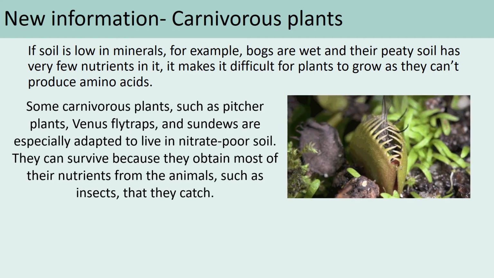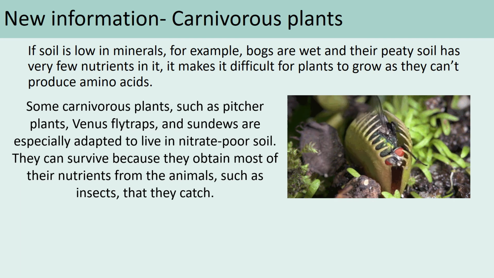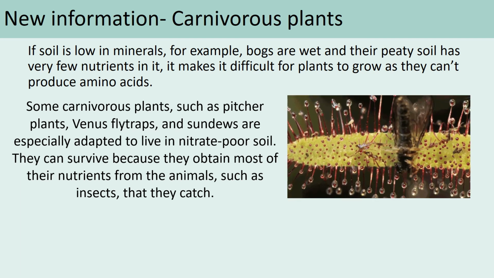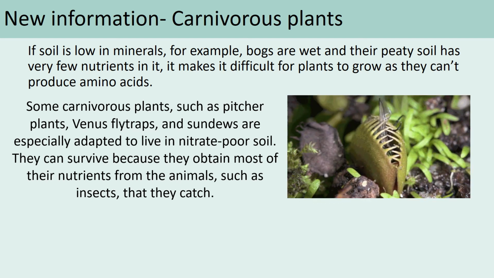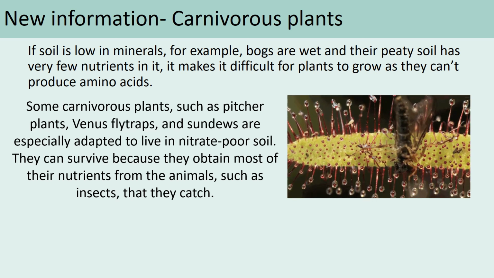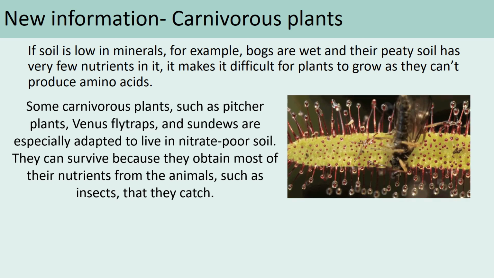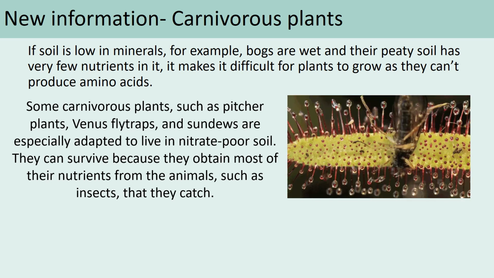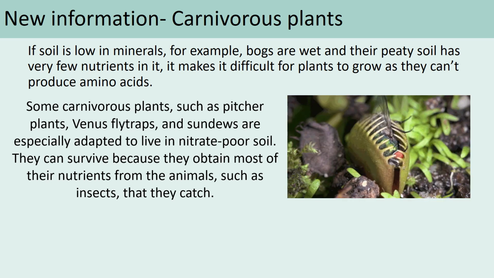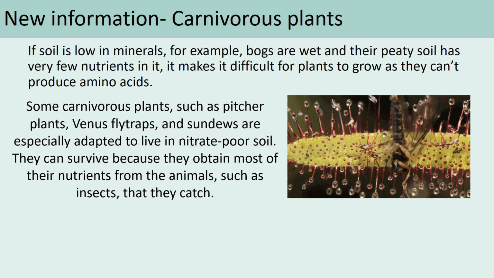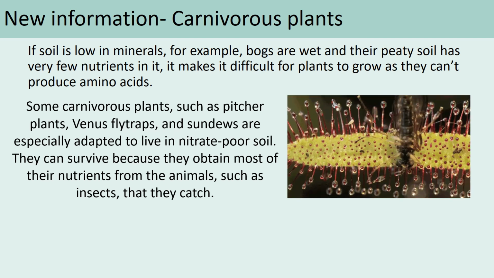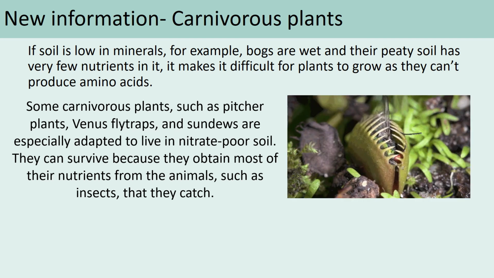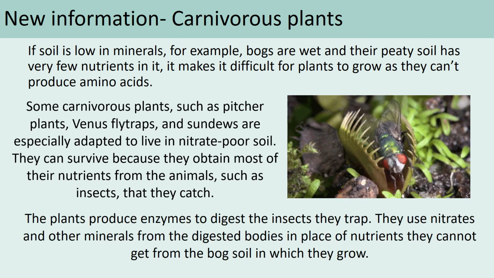Some carnivorous plants, some common examples, are the pitcher plants, Venus flytraps, which you've probably heard of, and sundews, which you can see on the video. There are two carnivorous plants, the Venus flytrap and the sundew plant, which are specially adapted to live in nitrate-poor soil. They do that because they catch and digest insects, and they use the minerals from the insects to supplement the lack of nitrates.